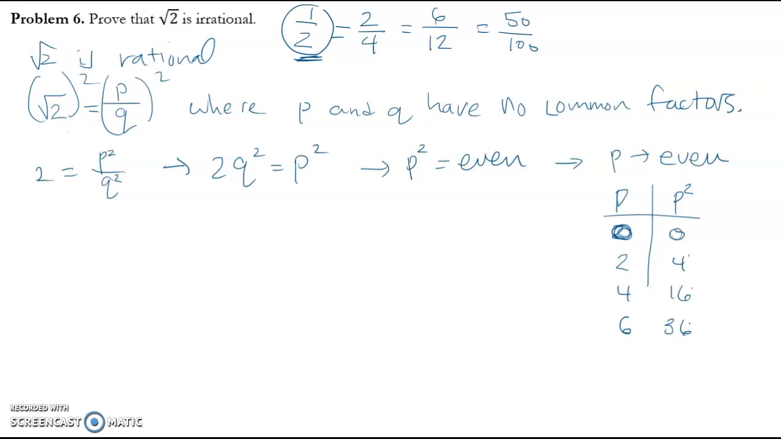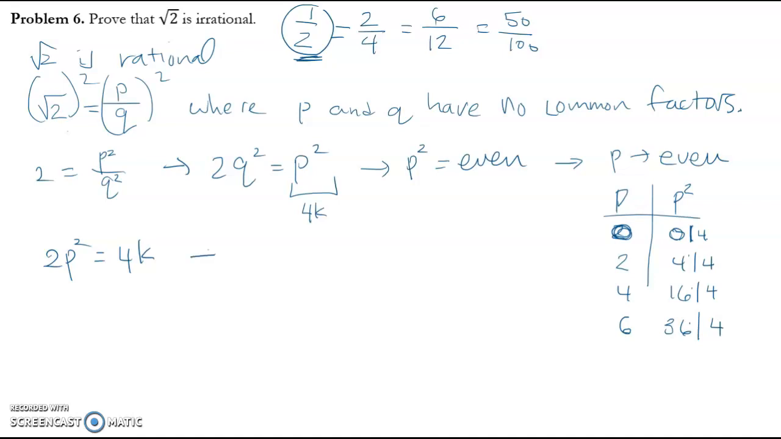So 0 divided by 4, this is a divisor. 0 can be divided by 4. 4 can be divided by 4. 16 can be divided by 4. 36 can be divided by 4, and so on. So we know that p squared is 4k, 4 times some number. Okay, so I'm going to go ahead and write that. 2q squared is 4k.